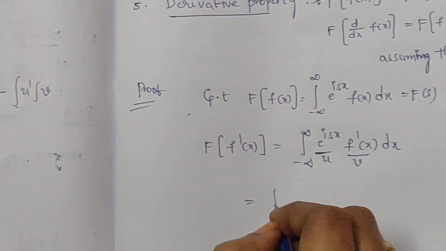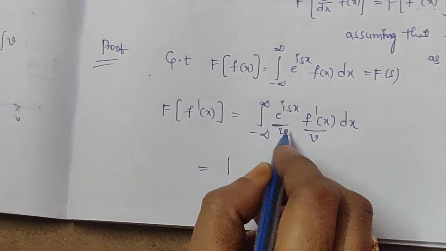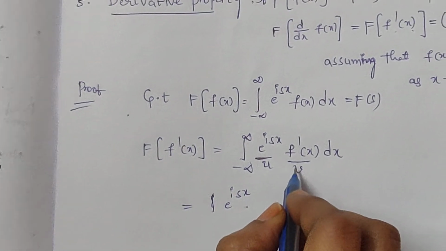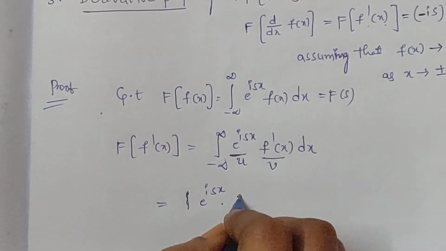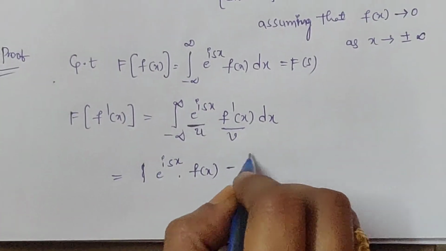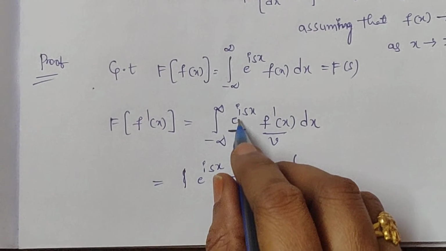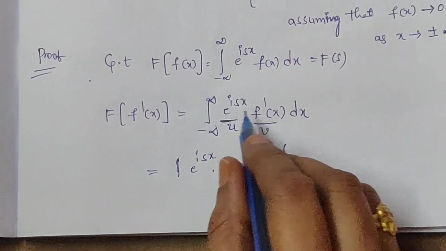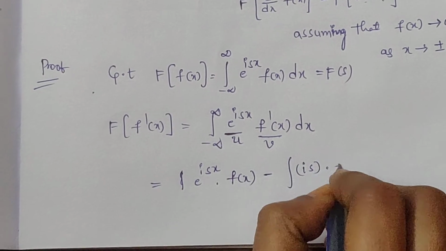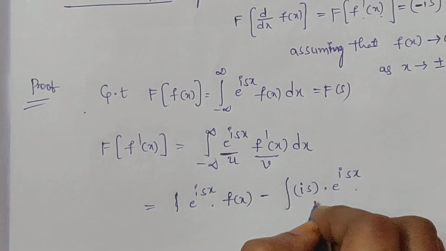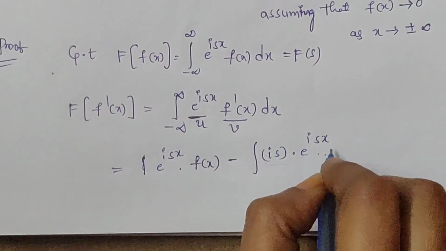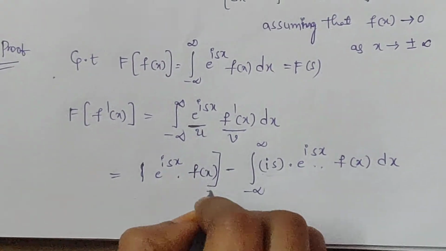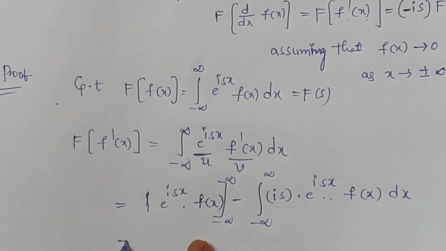According to this, the integral of uv dx equals u, that is e power isx, into integral v. V is f dash, so integral v means f of x itself, minus the integral of u dash. For u dash, with respect to x we do the derivative, that's why it is is into e power isx. This is u dash, integral v is f of x. Limits are minus infinity to infinity.